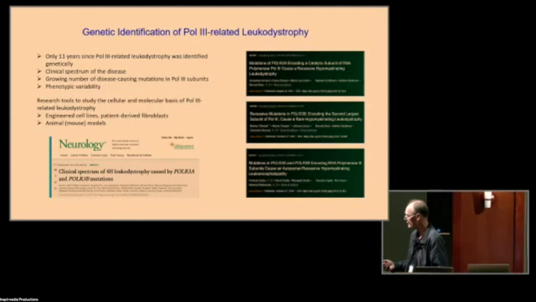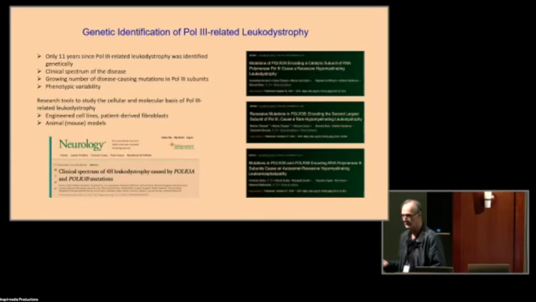And so this has been really informative in getting some initial insights into molecularly what's going wrong in the cells that have these mutations. But there's been one area, the generation of animal models, which has been particularly difficult to make progress on.